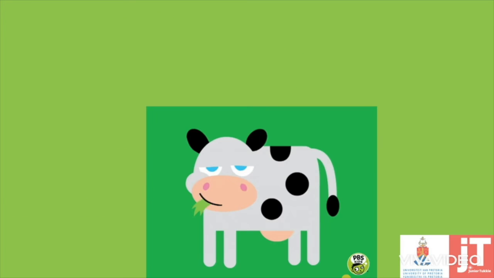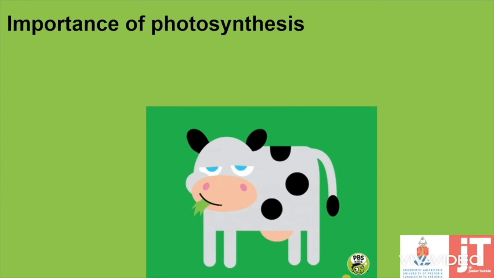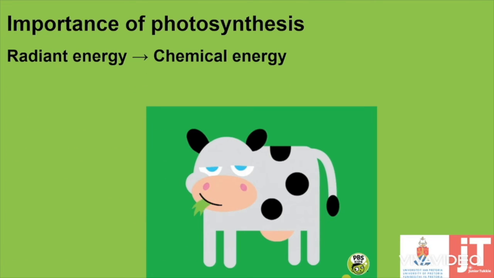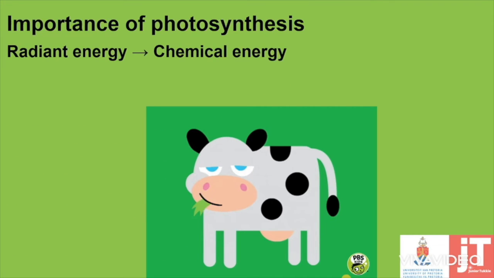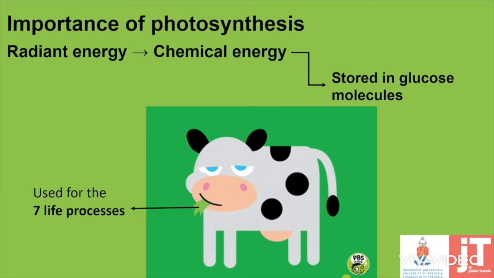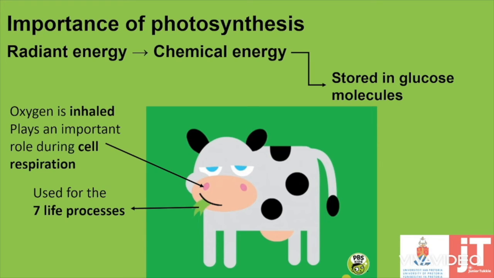Each of the products that is produced plays a very important role in the survival of living organisms. So let's have a look at the importance. Radiant energy of the sun is converted into chemical energy, which is stored in a glucose molecule, which we obviously find in the food which we eat. And this glucose molecule or chemical energy is very important for the 7 life processes to take place. The oxygen which is inhaled plays a very important role in cell respiration. Cell respiration is so important because it releases the chemical energy from the glucose molecule.